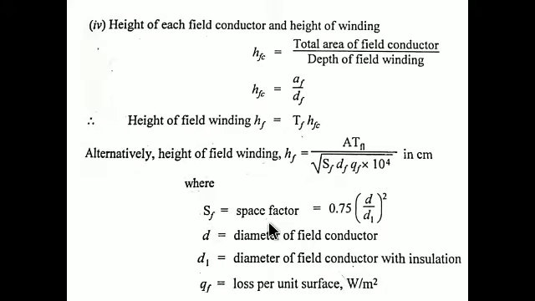Here the SF is nothing but the space factor, found by using this formula. Then D is the diameter of the field conductor. D1 is the diameter of the field conductor with insulator. Then QF is the loss per unit surface, in watts per meter square. Just go with the next one.